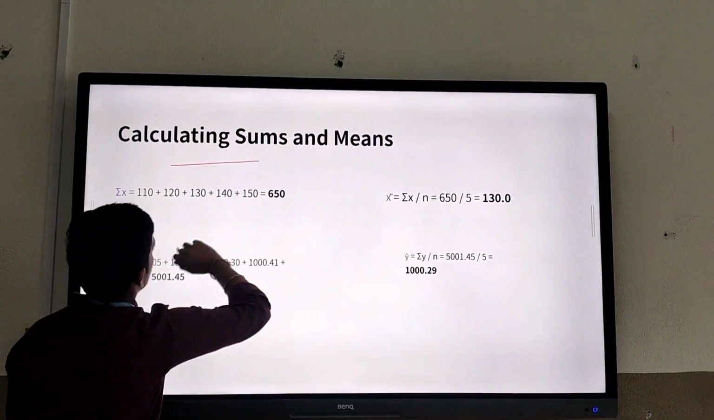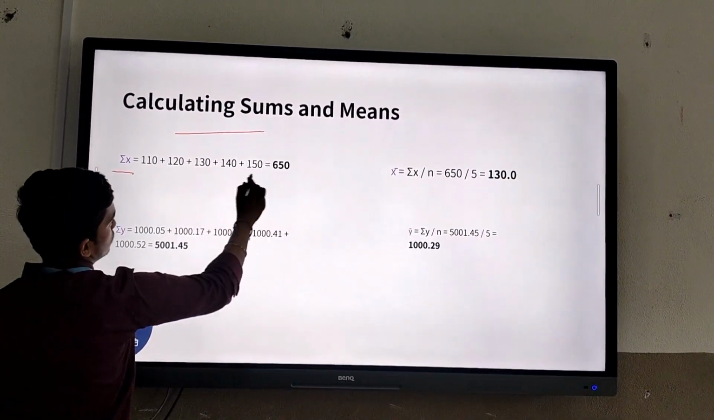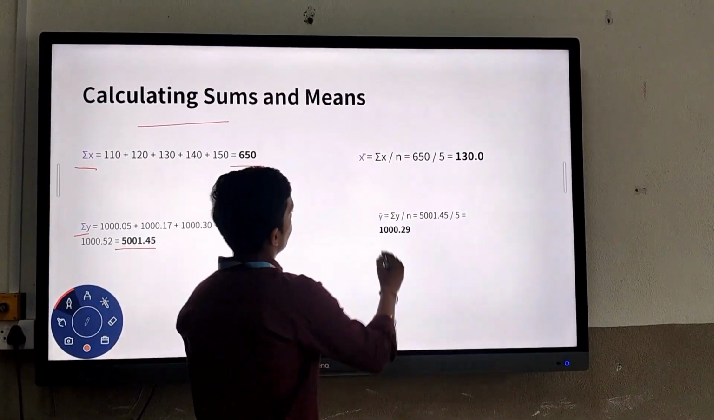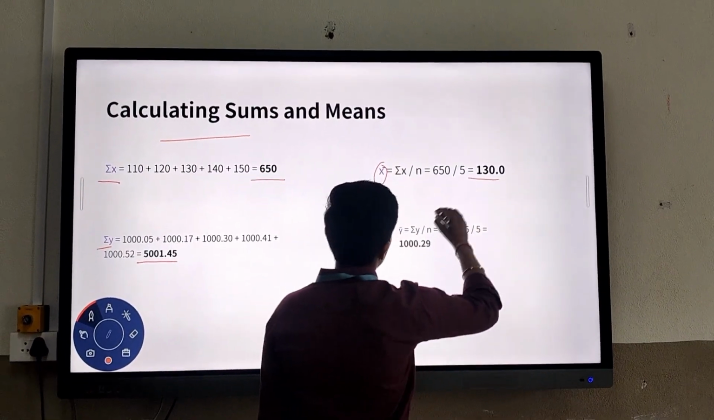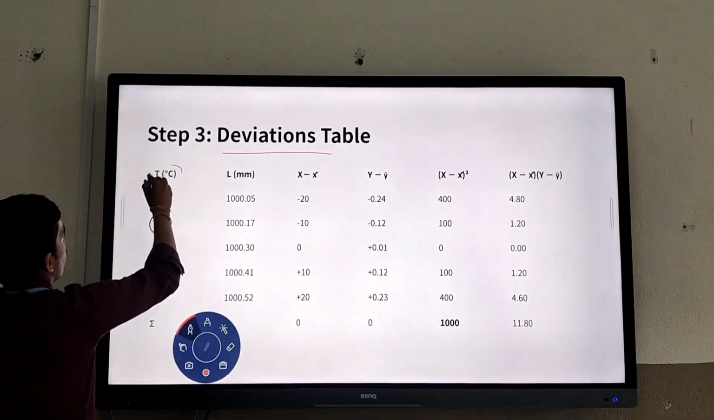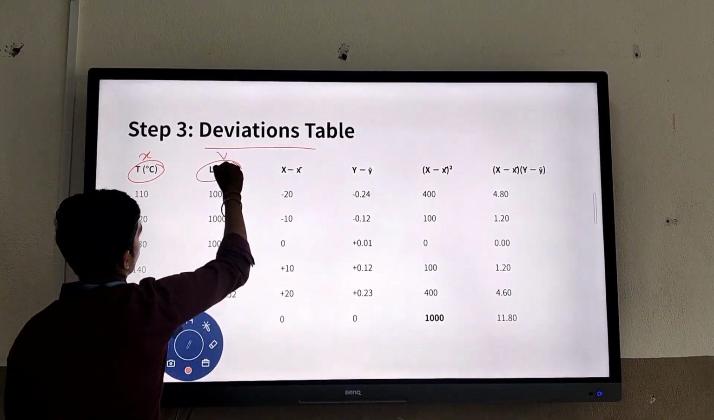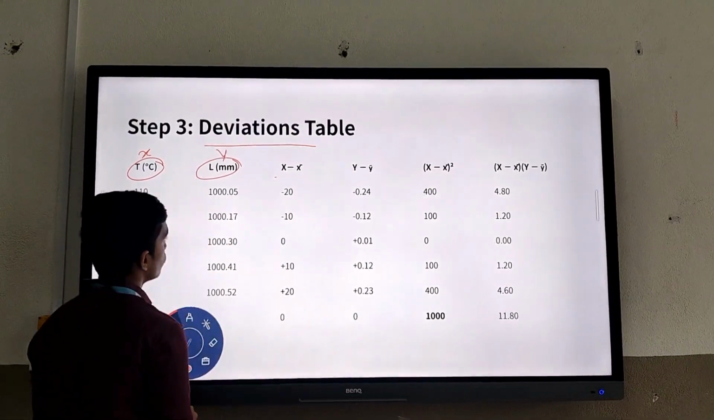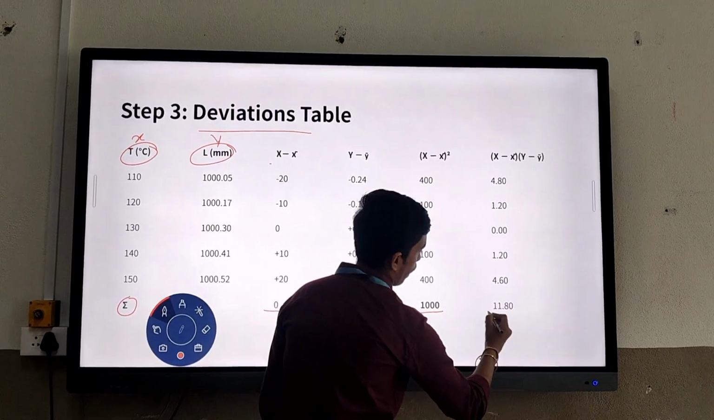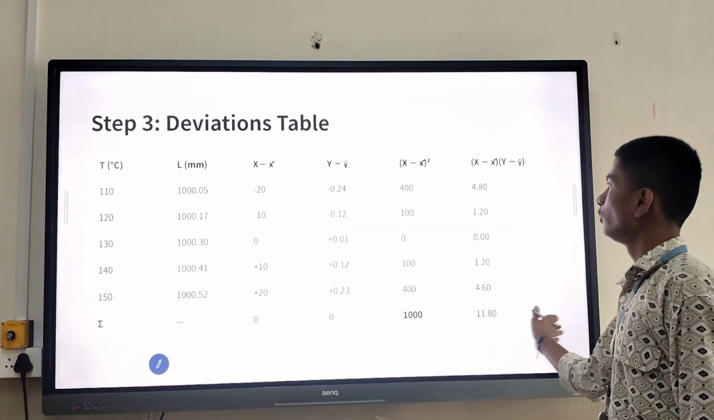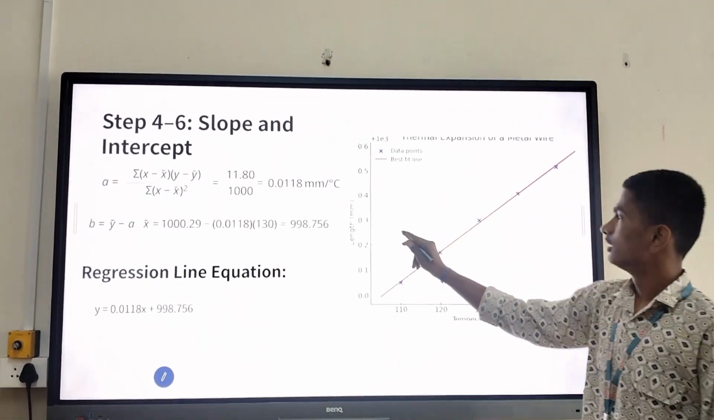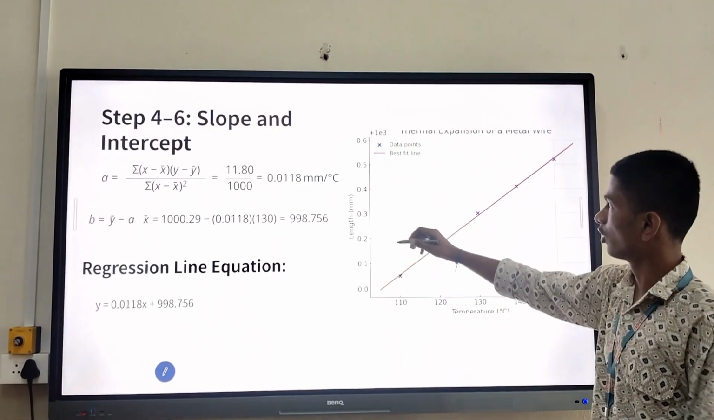Now calculating sums and means. Summation of x is 650, summation of y is 5001.45, and the mean of x is 130 and the mean of y is 1000.20. This is the deviation table where temperature is x and length is y. After that, we calculate the summations, which come to 0, 0, and this value is 1011.80. From this deviation table, we plot the graph where the temperature is on the x-axis and the length of expansion of the rod is on the y-axis.